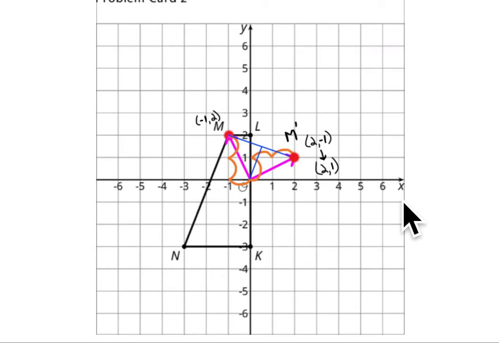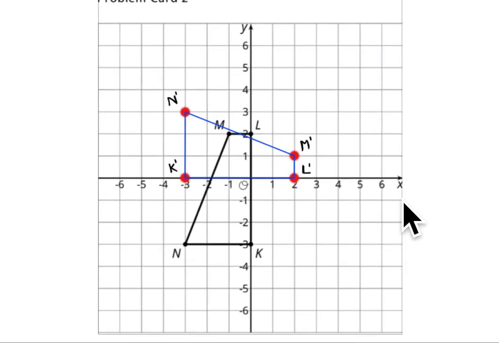So place M prime. So you place all of these points. So L prime we located here, M prime we located here, and you can do K and N on your own, and I would suggest that you do that. But you can almost just start to see it. So you count down 3 units to K, rotate 90 degrees, and you count out 3 units to K prime. Notice that they're on the axis, so you only have to count the units along the y-axis, and now count the units along the x-axis.